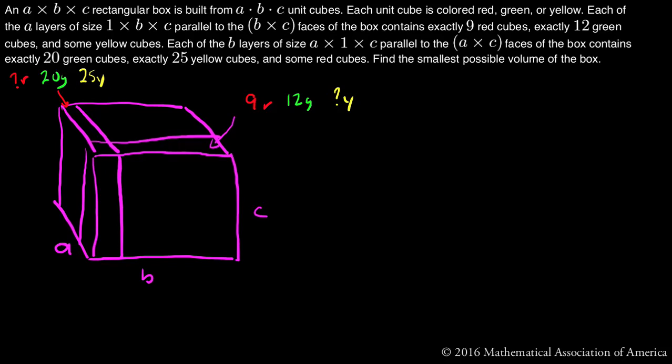And then I looked at this and said, okay, so I'm going to have to, at least for green, because the green is the one that I have both numbers for, I need to end up with the same number of green cubes when I add up sort of stacks of these things going this way, and when I add up stacks going this way, I better end up with the same thing. So that means 12A has to equal 20B, which tells me that A over B is going to be 20 over 12, which is the same thing as 5/3.